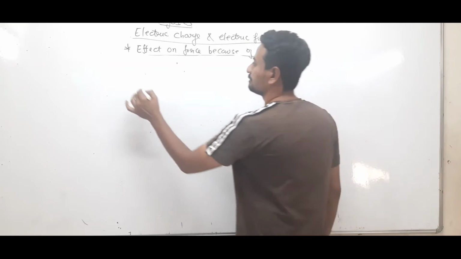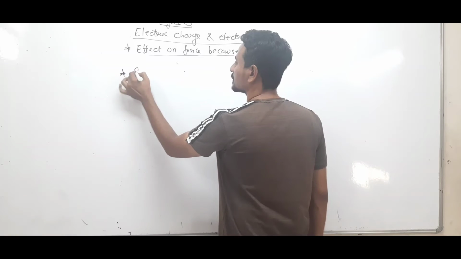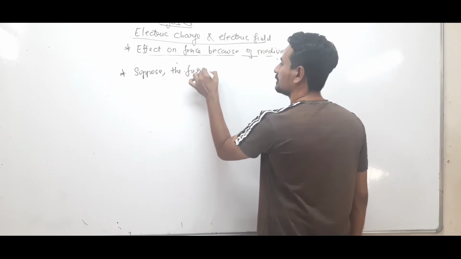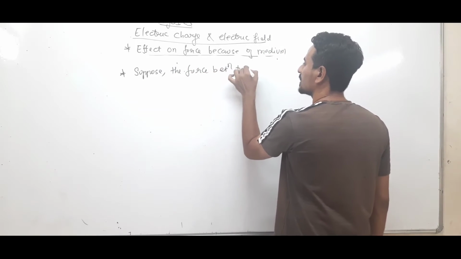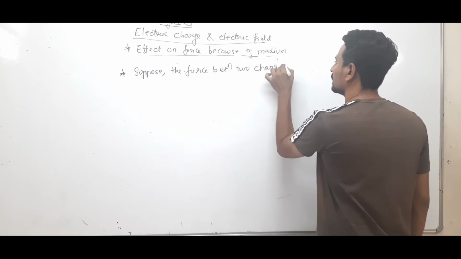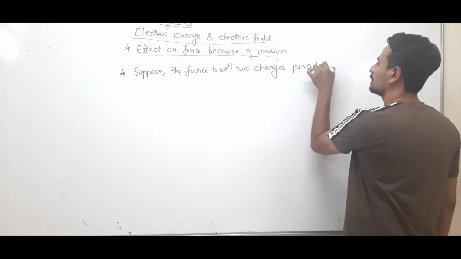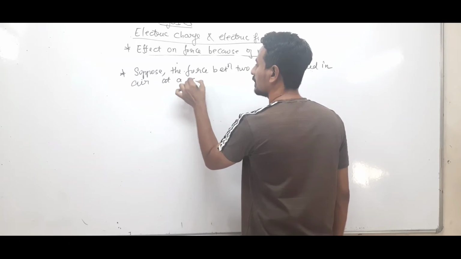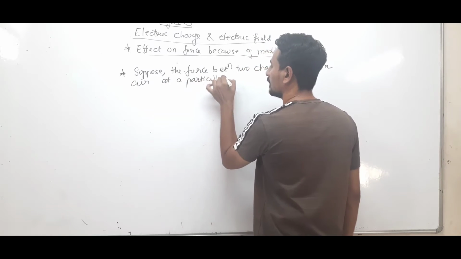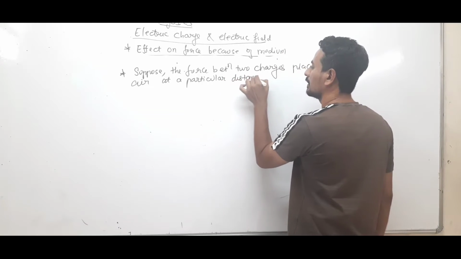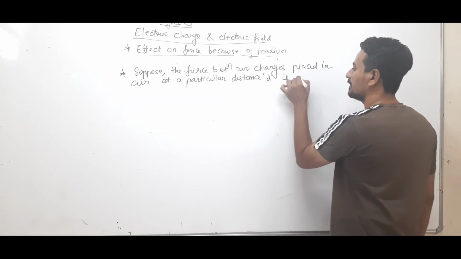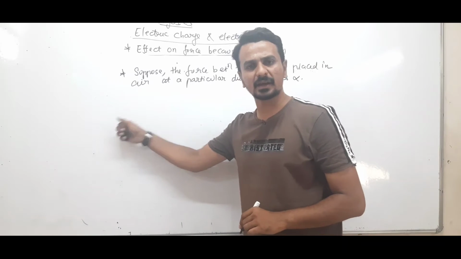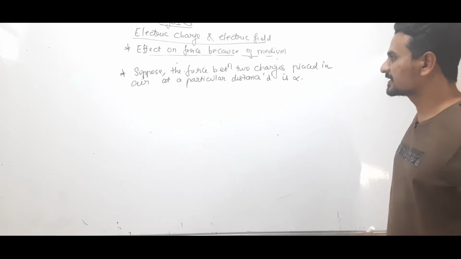We'll say that suppose the force between two charges placed in air at a particular distance d is alpha, right? The Coulombian force between two charges placed in air at a particular distance d is alpha.